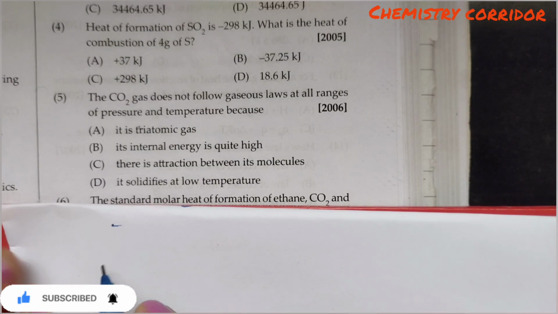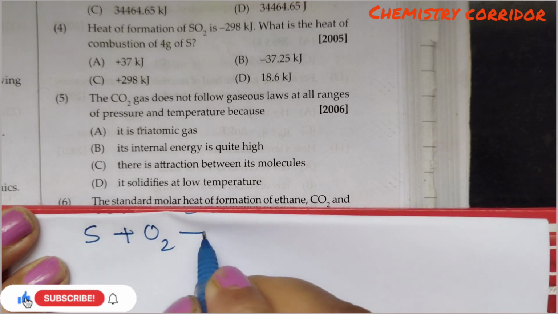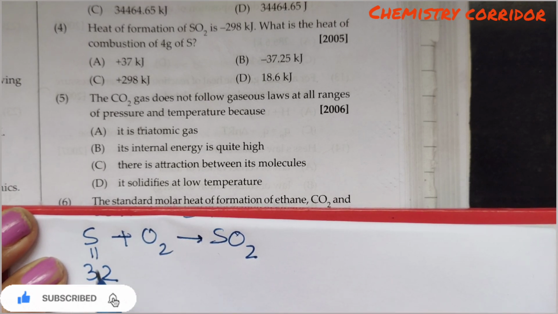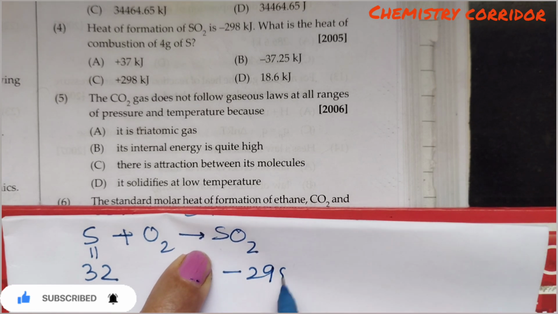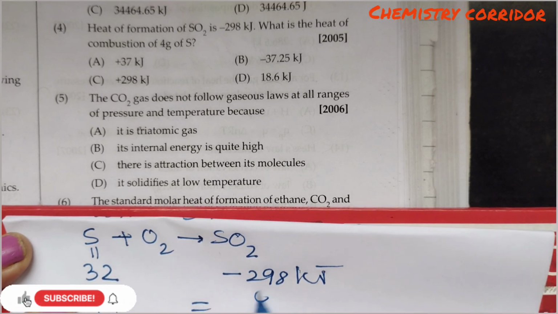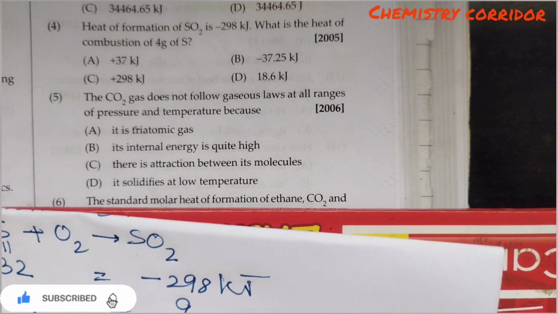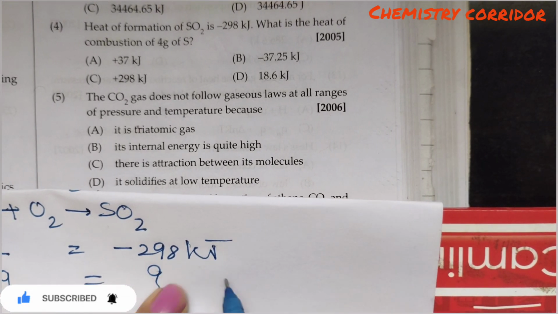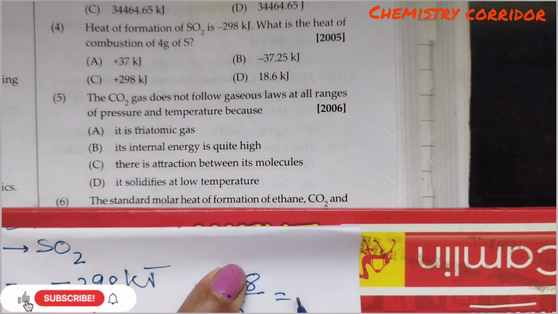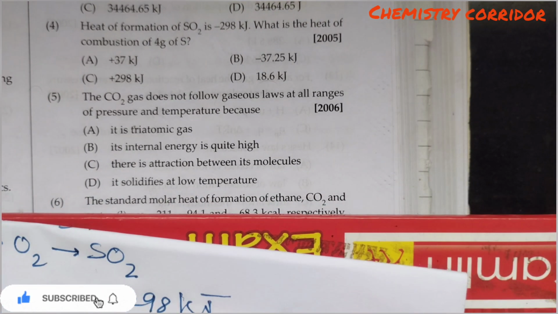The heat of formation of sulfur dioxide. So let us write the reaction for the formation of sulfur dioxide. It will be S plus O2 giving SO2. Now if you see this, when 32 gram is used, you get -298 kJ of energy. Therefore, if you use 4 gram, then it will be how much? This is the simple equation. If you see this, this amount has become 1/8. So energy will also reduce to 1/8. So it will be -298/8. So the answer here is 37.25. So here the answer is second option. Let's see the next question.